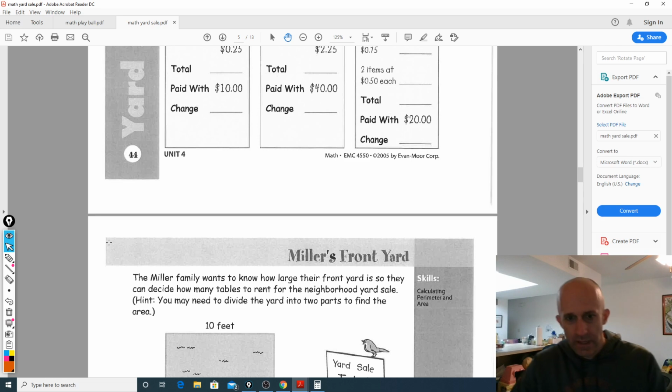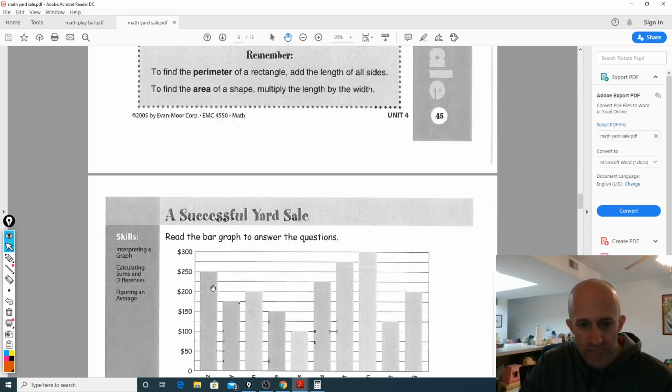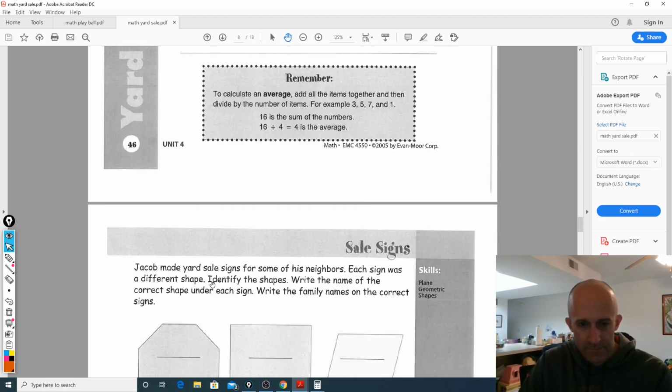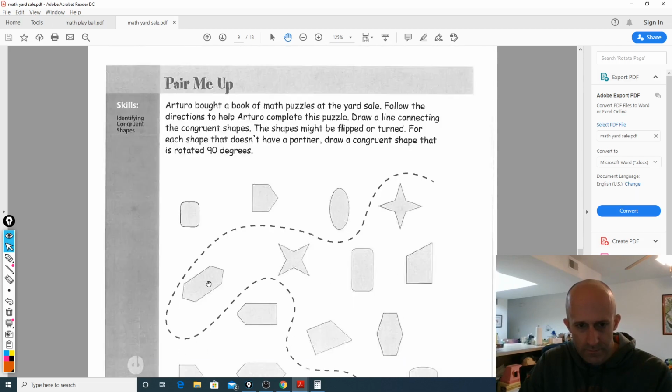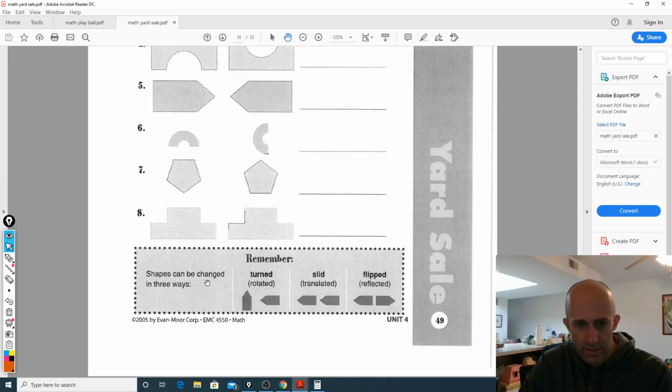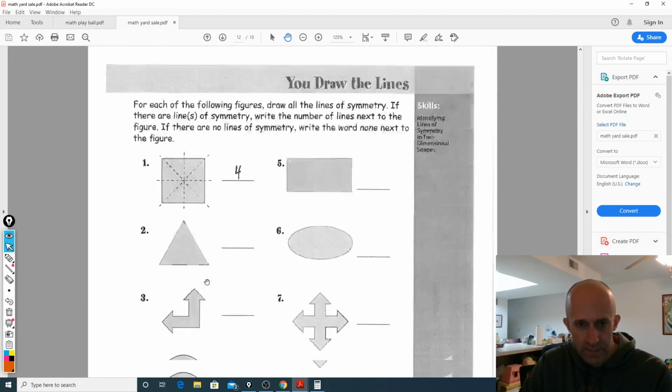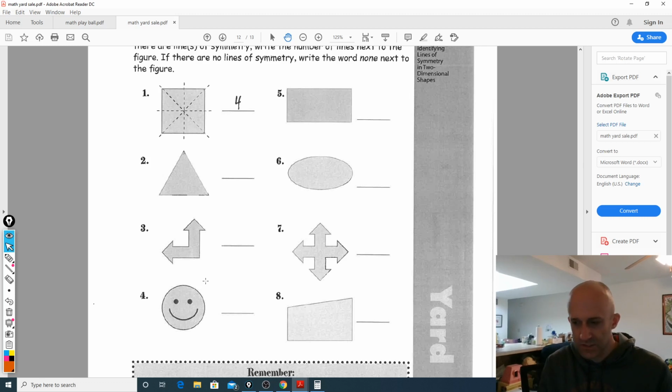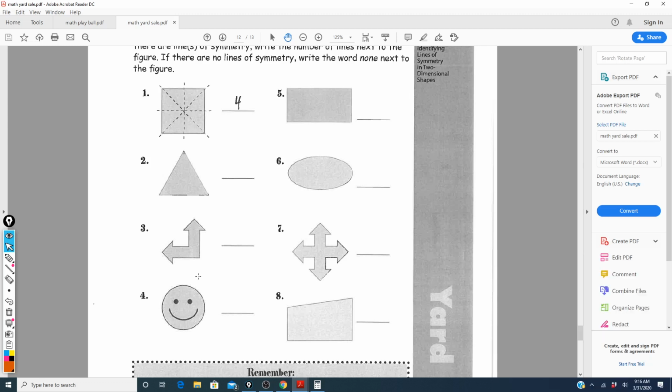Let's actually go down to the lines of symmetry. This is always a fun one. Lines of symmetry basically means, can you take that figure?